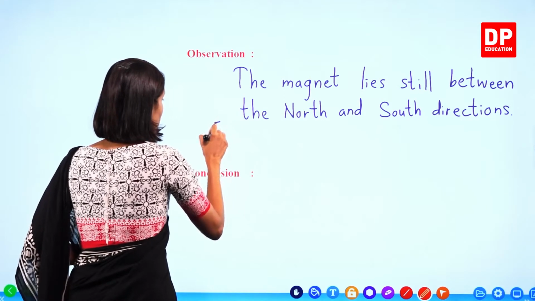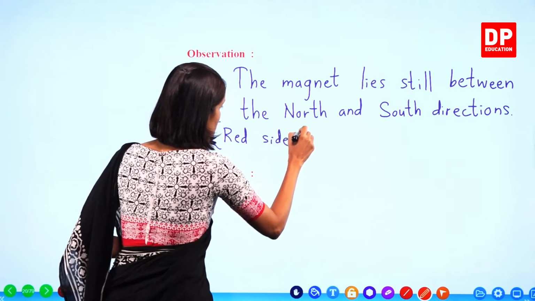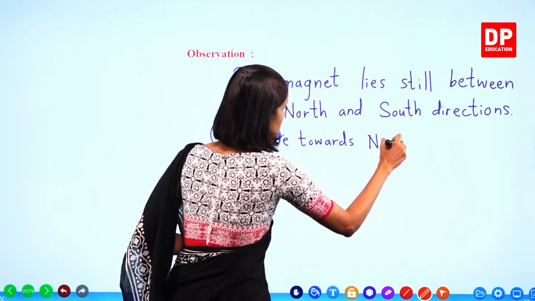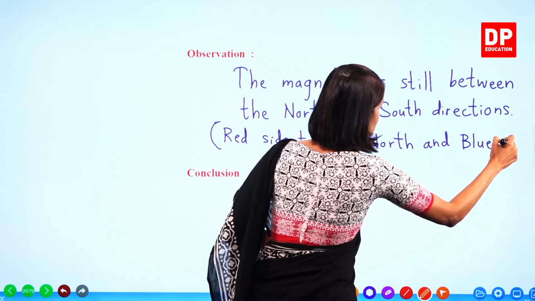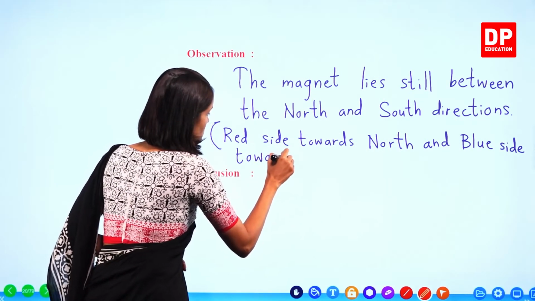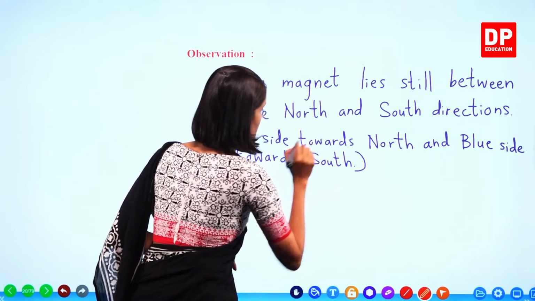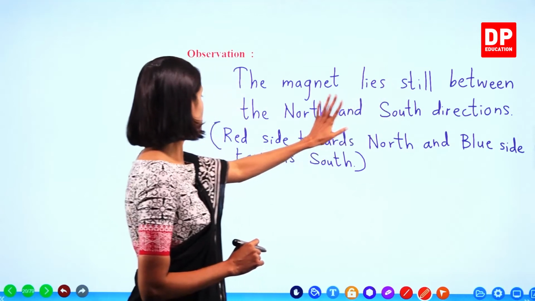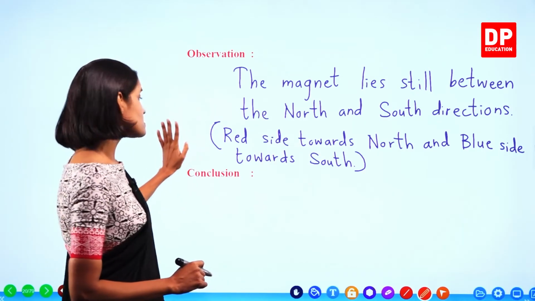We'll write within brackets: red side towards north and blue side towards south direction. The magnet lies still between the north and south directions, which means the red side towards north and blue side towards south directions. Okay, so what is the conclusion?